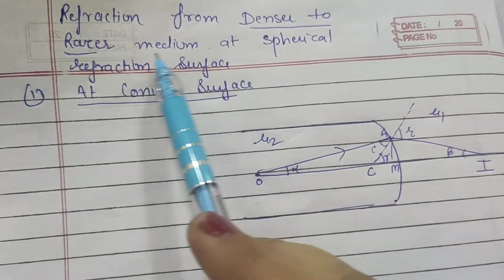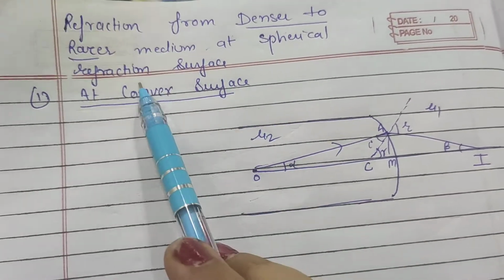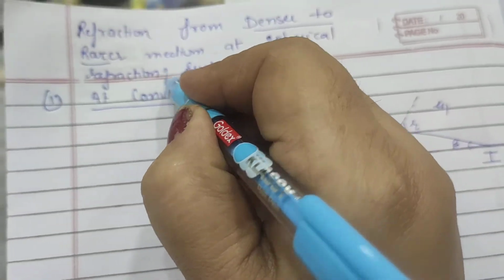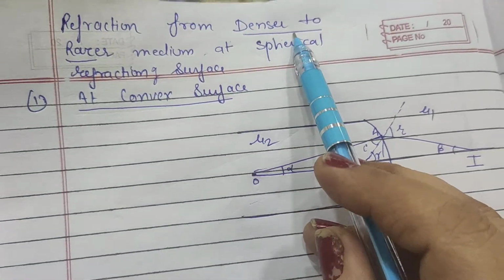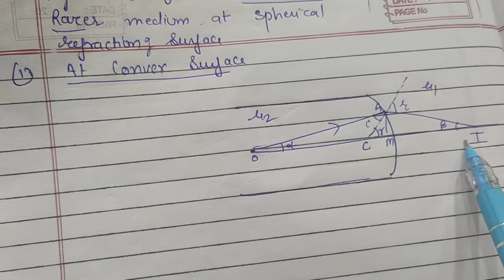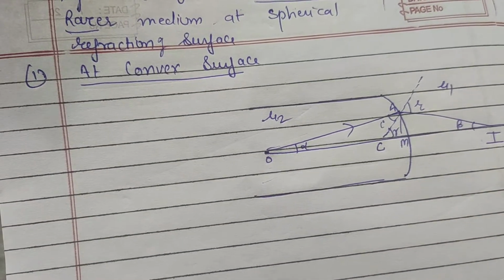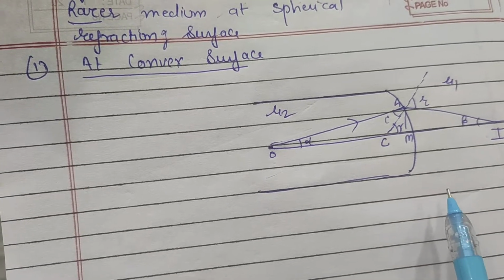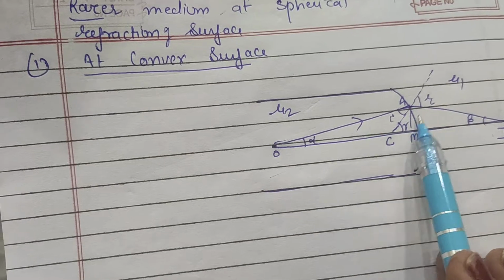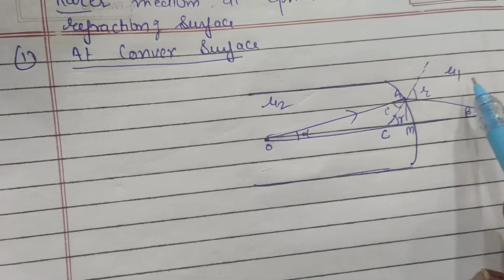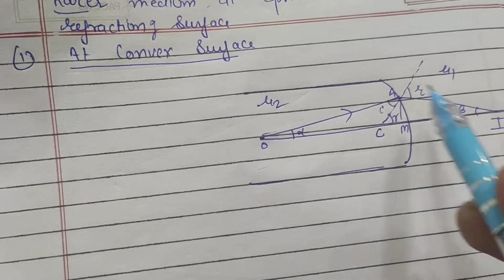Refraction from denser to rarer medium at a spherical refracting surface. Okay, now you can see that the refraction takes place from denser to rarer, meaning light will now go from denser to rarer medium. So the steps will be the same, but the only step that will change is Snell's law. Earlier we were writing mu1 sin i is equal to mu2 sin r. Now we will write mu2 sin i is equal to mu1 sin r. So the steps will be the same.